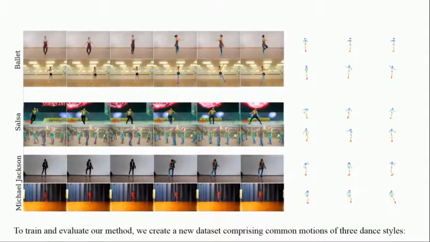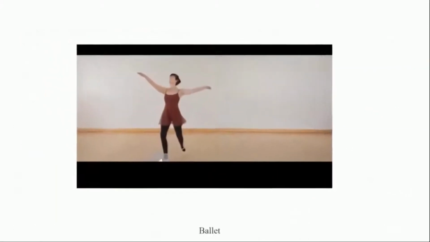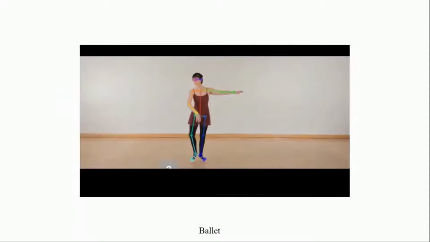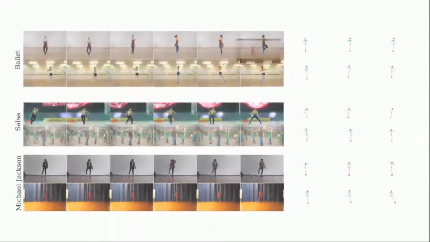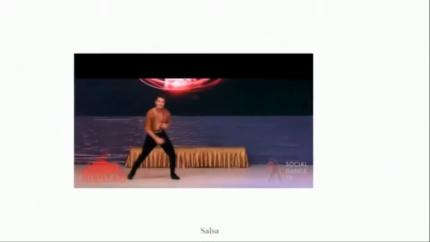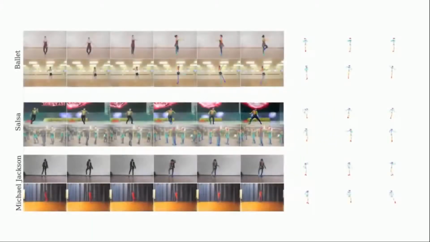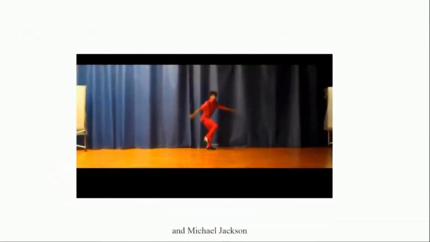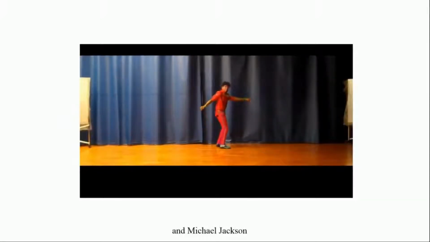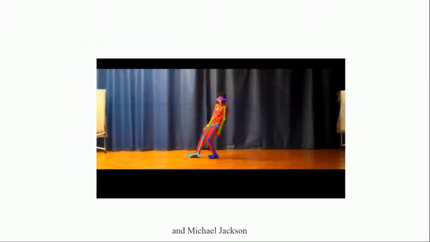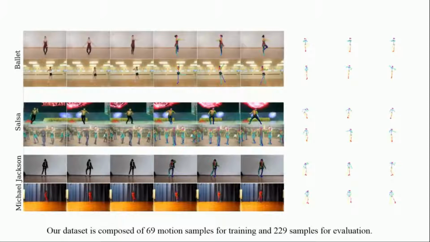To train and evaluate our method, we create a new dataset comprising common motions of 3 dance styles: ballet, salsa, and Michael Jackson. Our dataset is composed of 69 motion samples for training and 229 samples for evaluation.